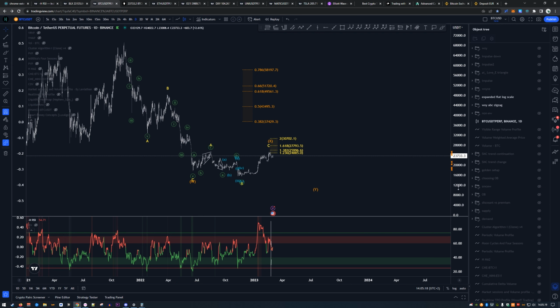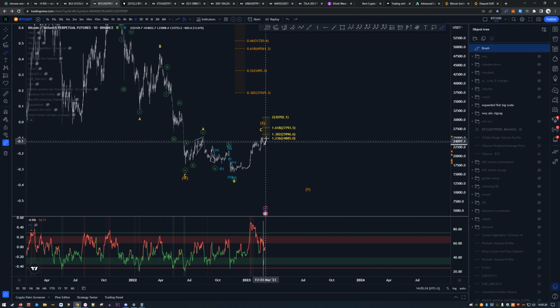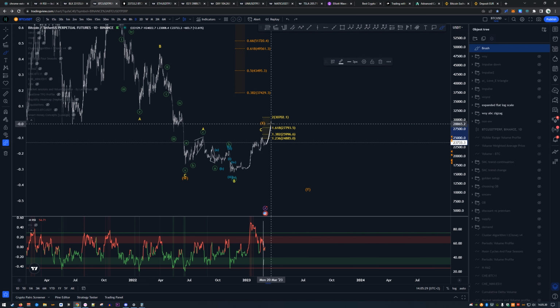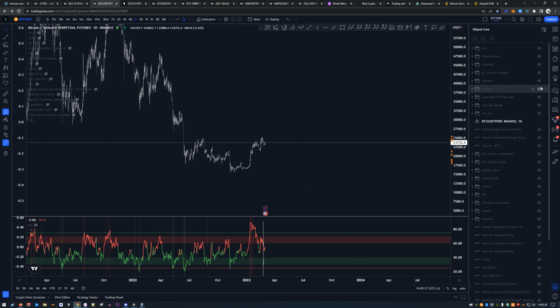After that point, we would have this as the main scenario, where this would be an ABC finishing up in here, or this would be getting an extension as well on this 5th wave of that C wave, creating us a bit higher price here towards the 27 to 30k. But again, we can talk about that in just a moment. So that is the main idea.